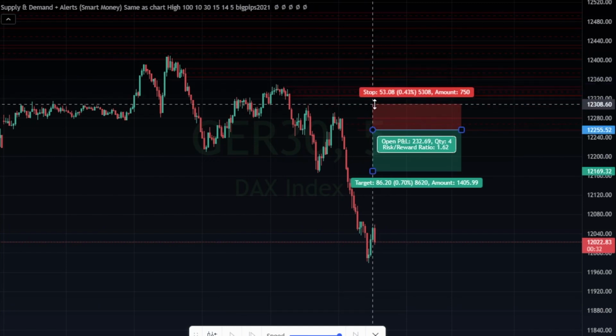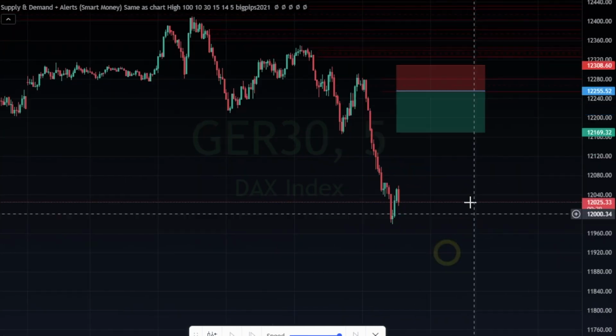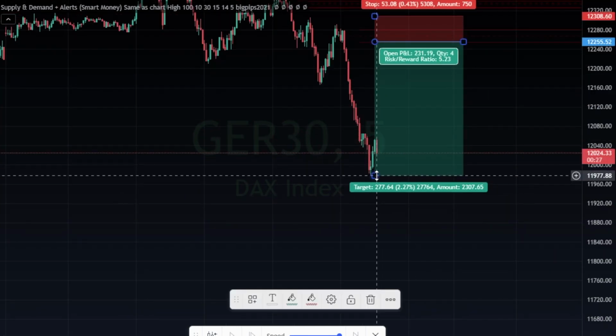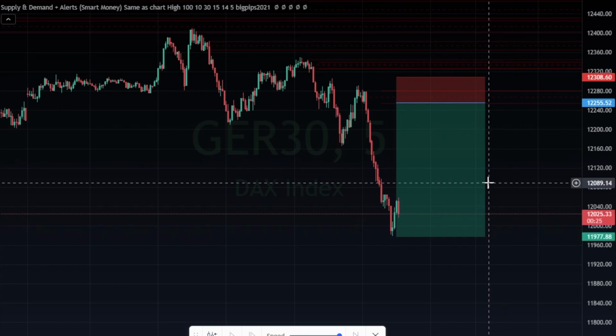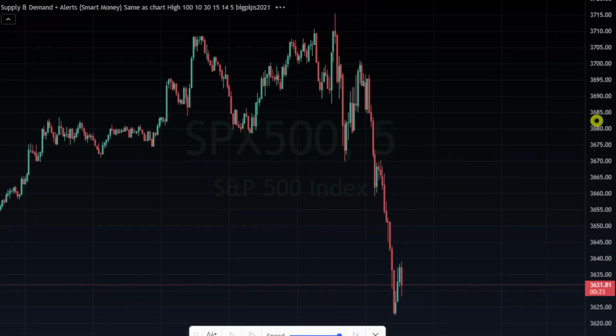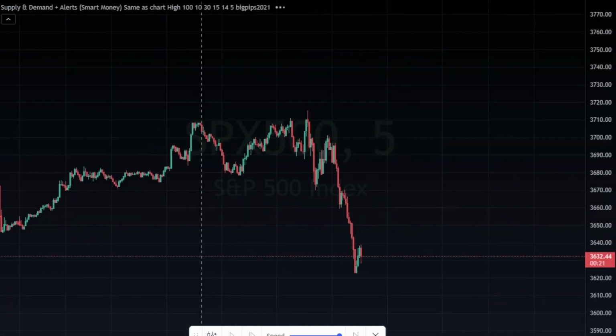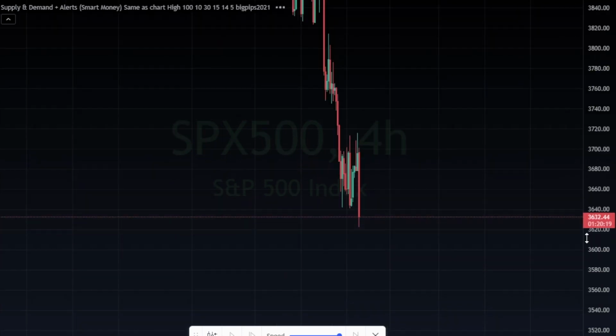Maybe one up like that. Just let that sucker run at least to the lows, right? So that'd be a 1 to 5-ish or more, right? S&P, same situation, right? If I go to the 4-hour, what do we got?